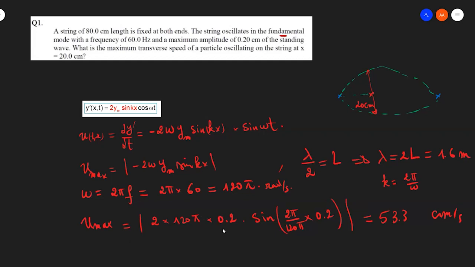Very important remark. Whatever unit you put here for y will be the unit here for u max. If you put meter, you will have meter per second. If you put centimeter, you will have centimeter per second. Since I thought it was 0.2 meter, but it seems here 0.2 centimeter, the result will be directly in centimeter per second.